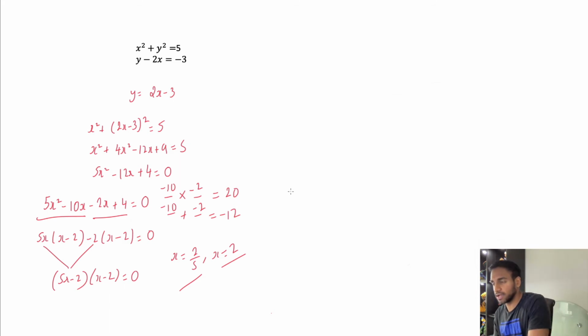So once we've got that, our original equation that we had here, which was y equals 2x minus 3, we're going to substitute x equals 2 in there. So if we put x equals 2, that's going to be 2 times 2 minus 3. So that means y equals 4 minus 3, which is 1.